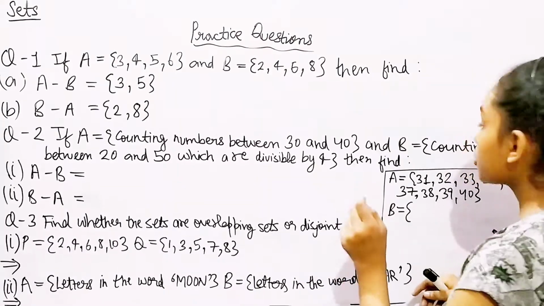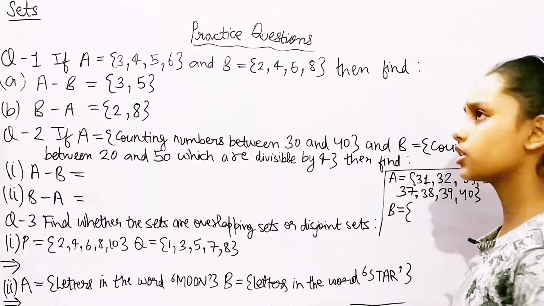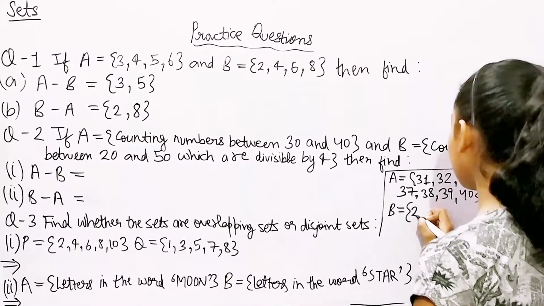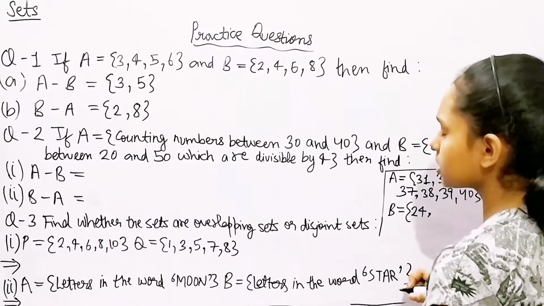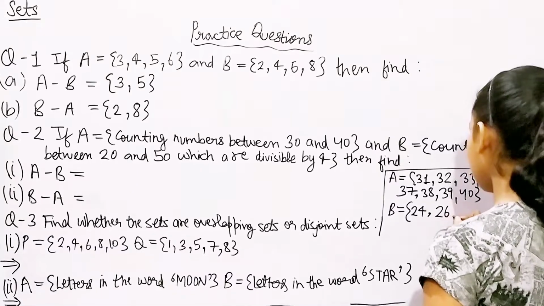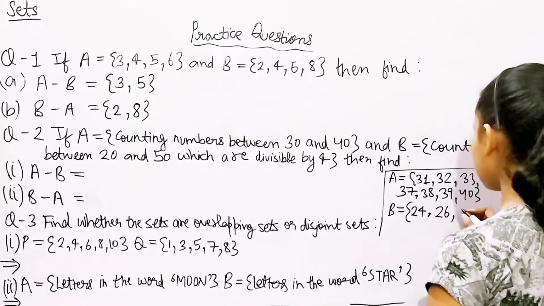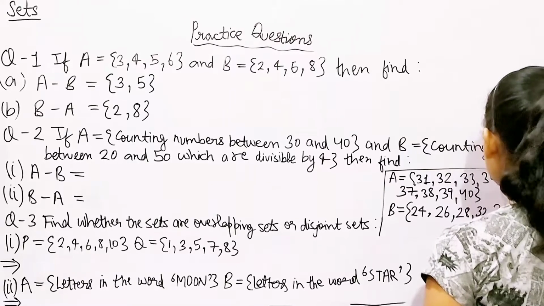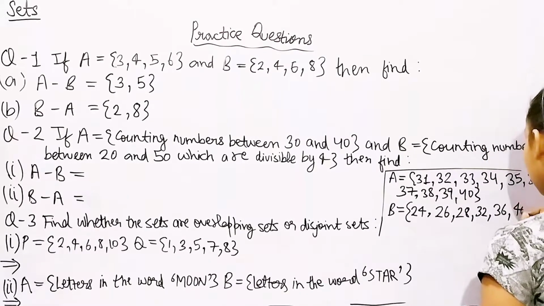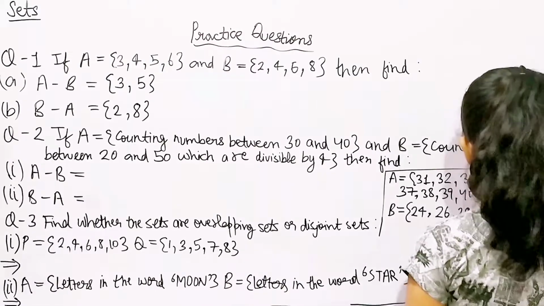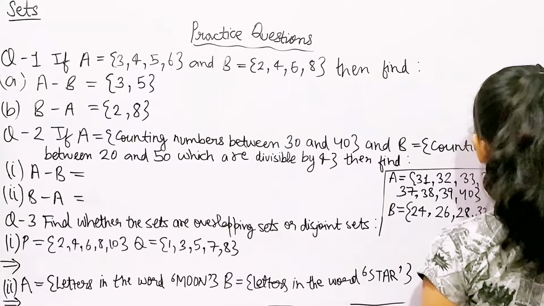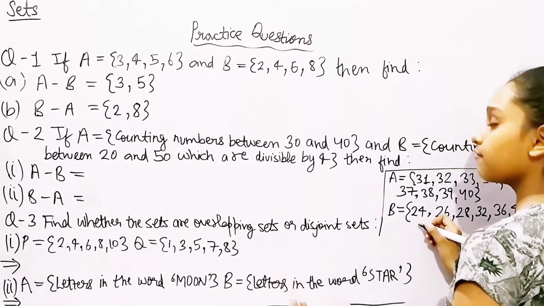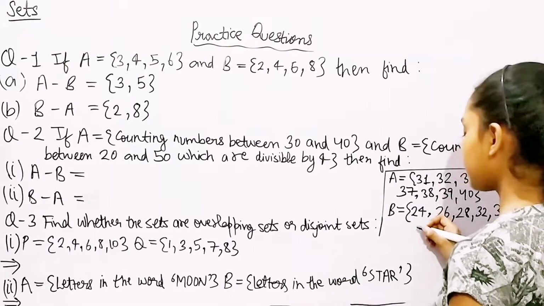Okay, so first of all, let's start from 21. 21 is not divisible by 4. 22, no. 23, no. 24, yes. 25, 26, no, 28, yes, and then 32, and then 36, and then 40, and then 44, and then 45, no, 46, no, 47, no, 48.